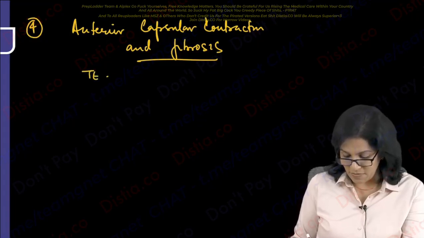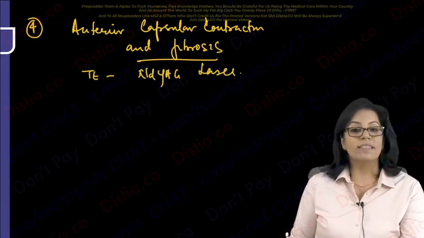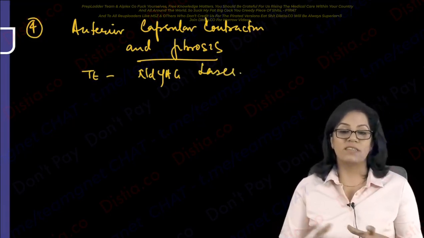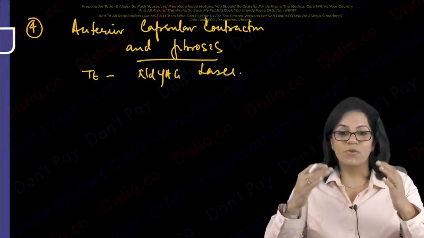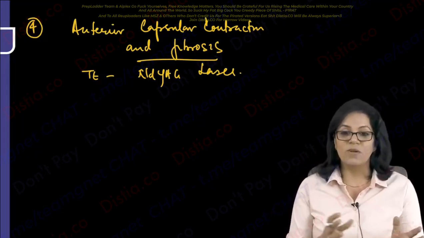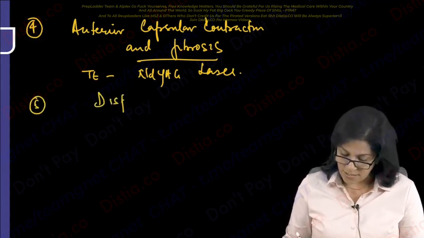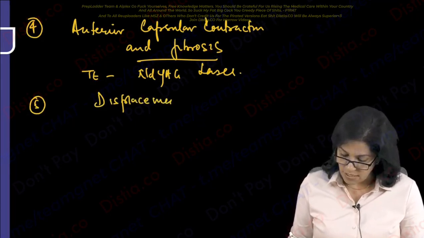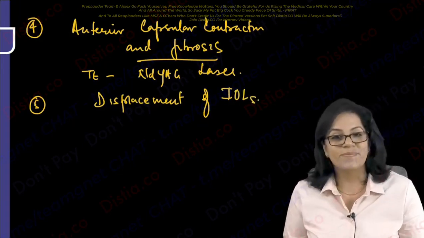Okay, so we can manage it with Nd:YAG laser. And of course, what needs a mention is displacement of IOLs. Instead of being in the center, if it is displaced up, we call it sunrise syndrome. If it is displaced down, we call it sunset syndrome. And of course, it can also displace laterally. So there can be different types of IOL displacements. The IOL that you have put, displacement of IOLs is another important thing.